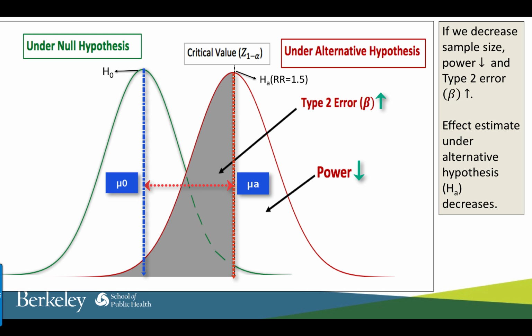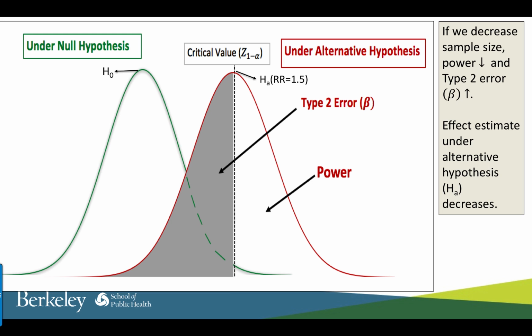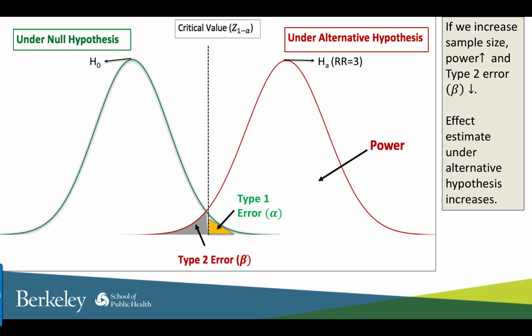Notice that the means under null and alternative hypotheses get closer to each other. The entire distribution under alternative hypothesis actually moved closer to the null distribution. So with a decrease in power, our ability to distinguish a true effect from that due to random chance got less. On the other hand, as we increase the sample size, the type 2 error decreases and the power increases. The relative risk estimate increased from 1.5 to 3. Notice that the means under null and alternative hypotheses get further apart. The entire distribution under alternative hypotheses moved further away from that of null distribution.